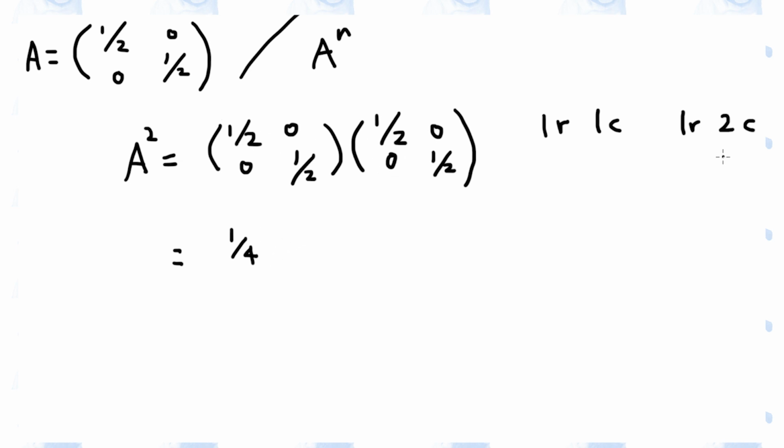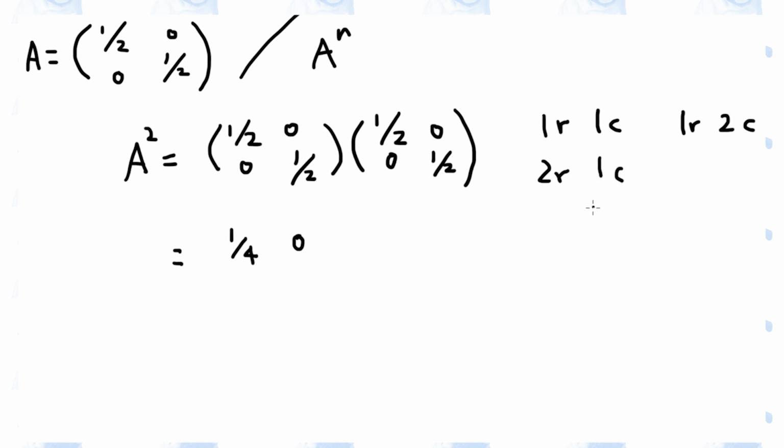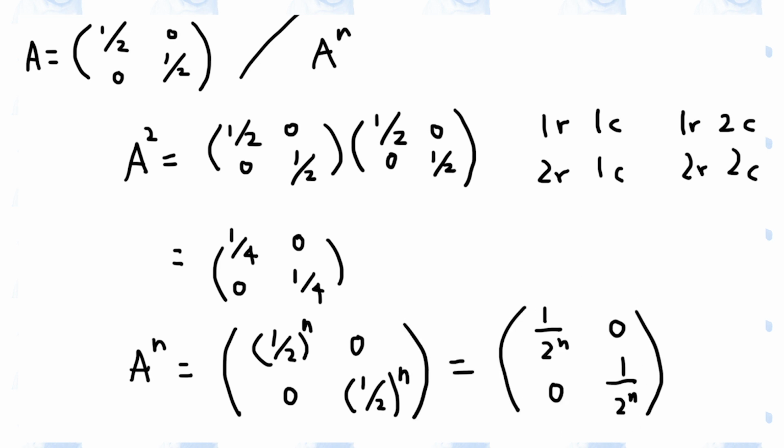First row, second column. 1/2 times 0 is 0. 0 times 0 is 0. Second row, first column. 0 times 1/2 is 0. 0 times 0 is 0. Second row, second column. 0 times 0 is 0. 1/2 times 1/2 is 1/4. So as you can see, a raised to the nth power is 1/2 raised to the nth power, 0, 0, 1/2 raised to the nth power, which can be expressed like this, if you wish.